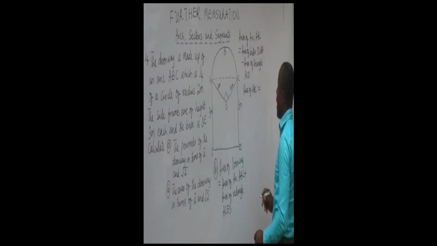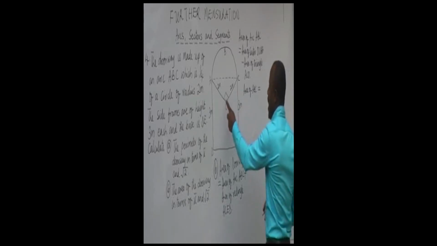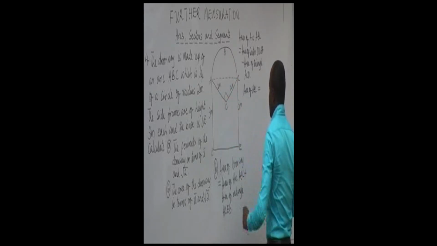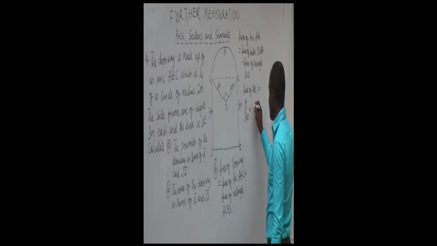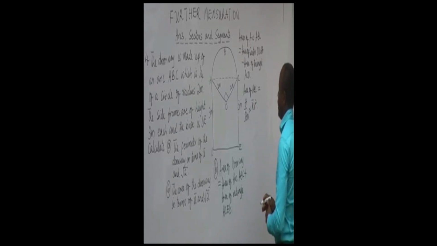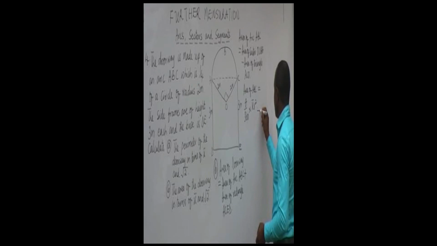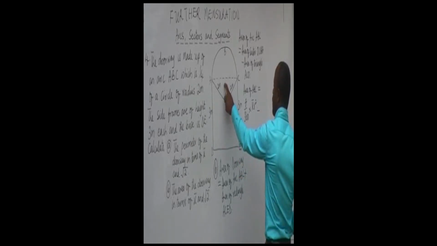It's going to be calculated by the area of the sector. It will be given by theta over 360 times pi r squared. That is the formula for the area of that sector. Then minus the area of this triangle.